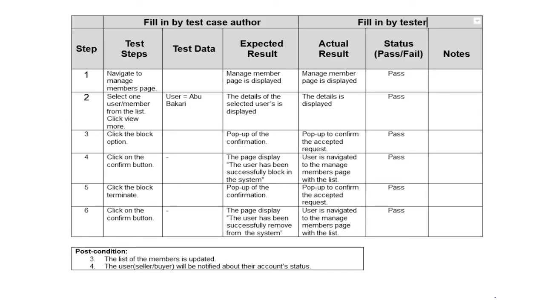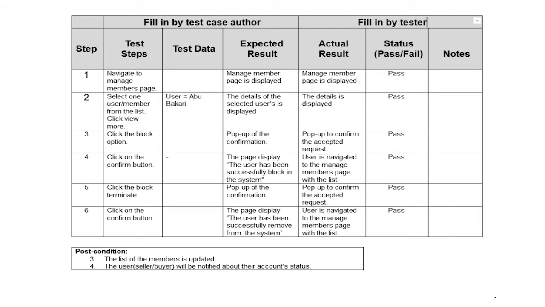Okay, so this is the test case steps. Again, the first step is to navigate to the manage members page. The expected result is the manage members page displayed. Actual result, the manage members page is displayed. And then the second step, select one of the members. For this case, we choose Abu Bakar. The expected result is that the details of the selected user are displayed. Then the details are displayed.